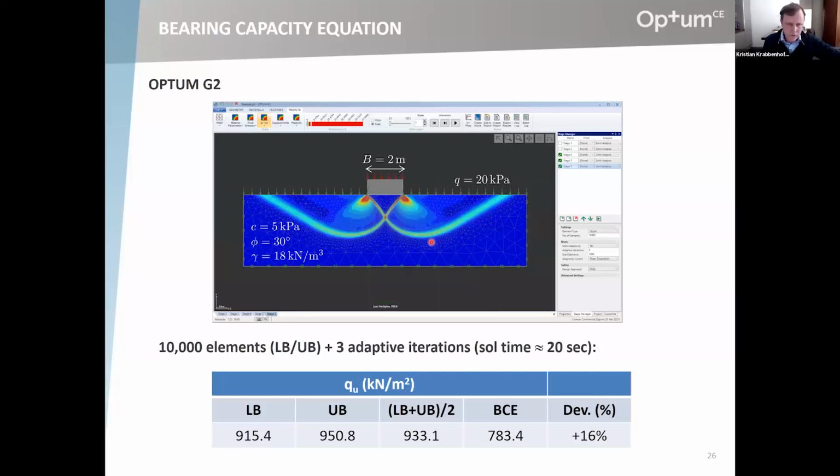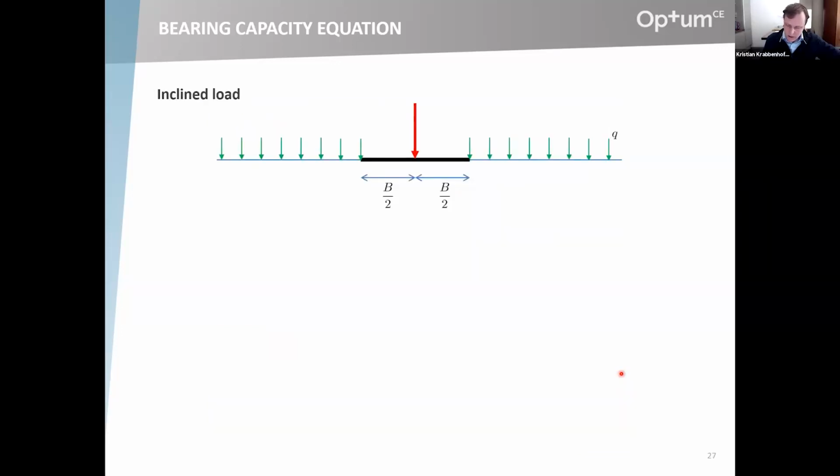For example, with Optum G2, and this is the same example as before, now with a unit weight of 18, upper and lower bounds, the average, 933. The bearing capacity equation gives a conservative estimate, that's expected. In this case, it underestimates the bearing capacity by 16%. So that's quite typical. Of course, it's problem dependent, but it's typically in that range. So again, there's an expected deviation between the bearing capacity equation and Optum in this case.